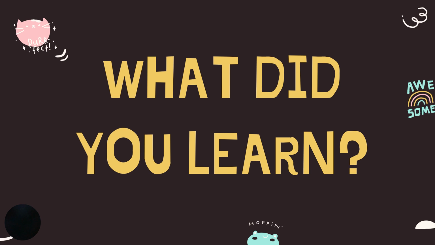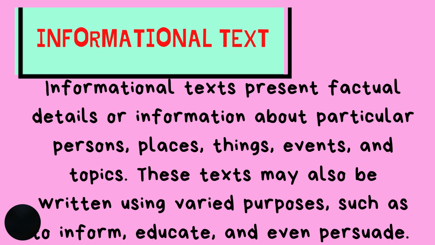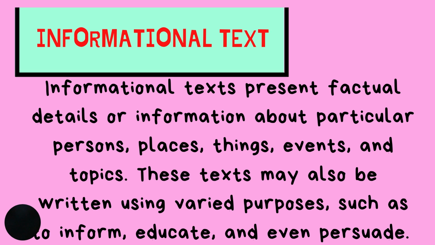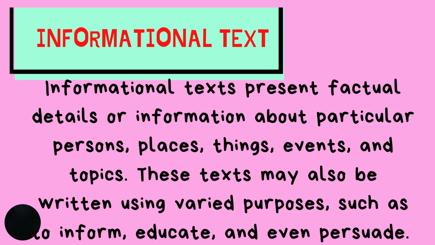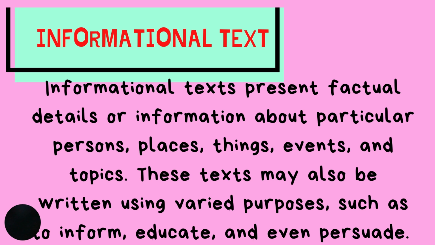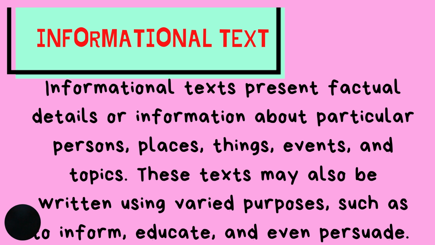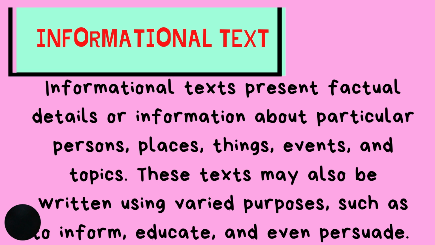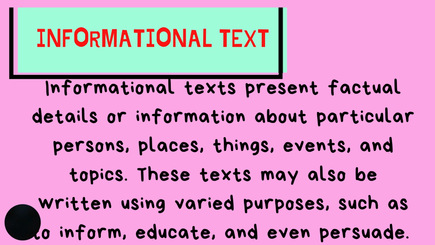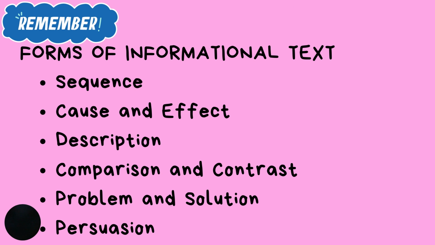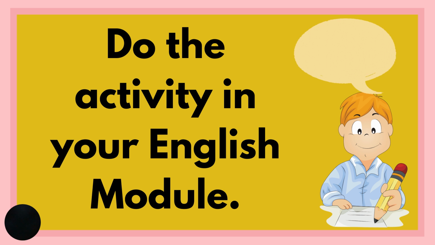Very good, children. Now, what did you learn from our lesson? Very good. Informational text presents factual details or information about particular persons, places, things, events, and topics. These texts may also be written using varied purposes such as to inform, educate, and even persuade. Remember the forms of informational text: sequence, cause and effect, description, comparison and contrast, problem and solution, and persuasion.